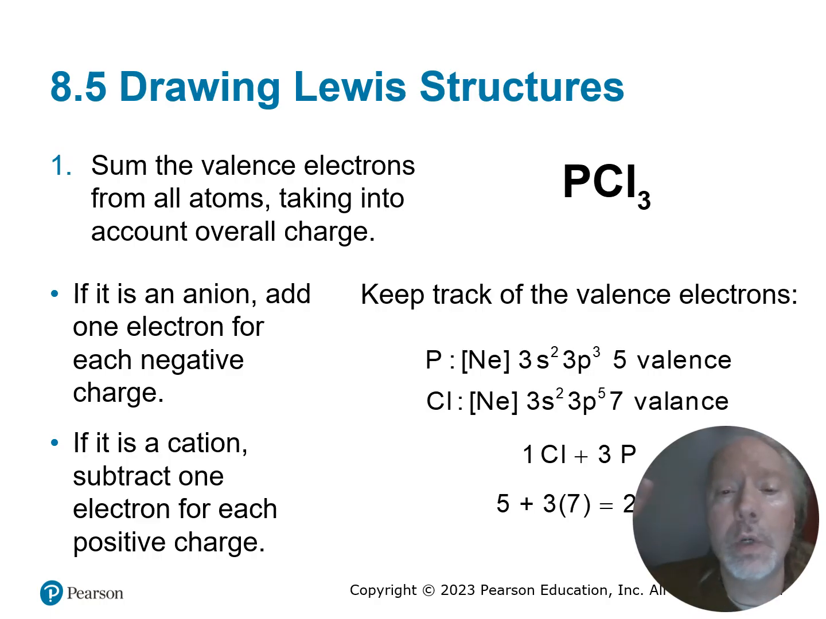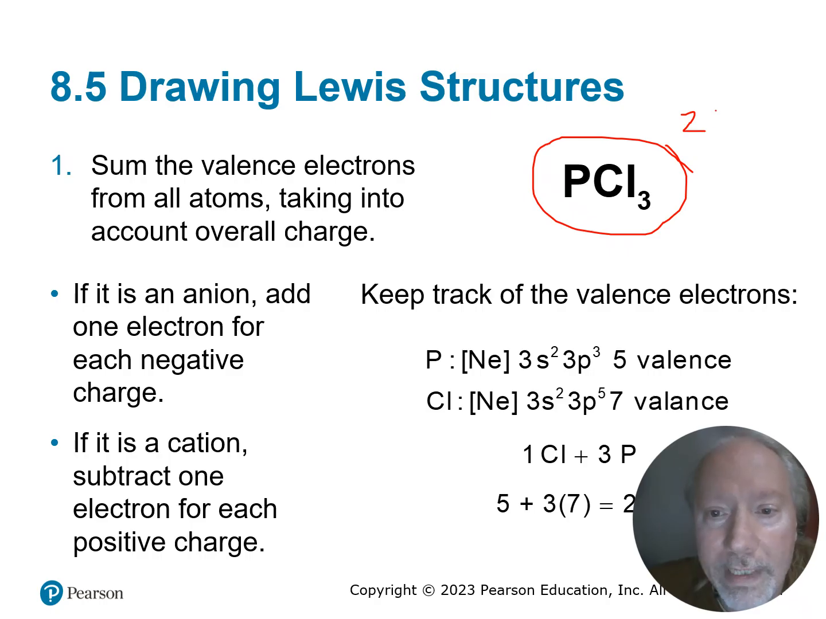And we're going to get into electron domain geometry and molecular geometry. And what is the difference between molecular geometry and electron domain geometry? It's real simple, but you have to memorize it so you know it when you see it. So we know how many electrons total. There's 26 electrons. And so what we can end up doing is put phosphorus central and the chlorines around it.